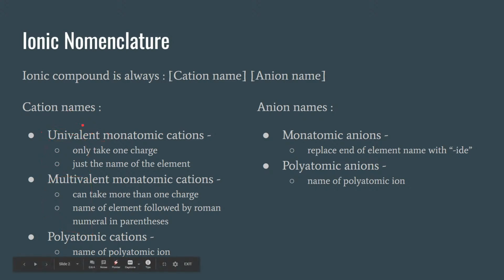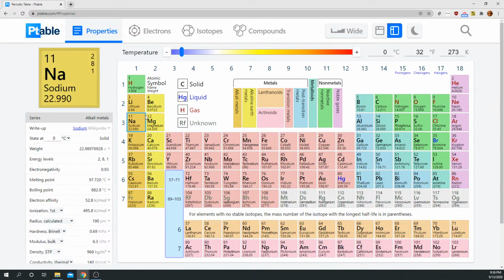Univalent means they only take the one charge. Those are the ones that I called the easy ions last time, meaning the alkali metals, the alkaline earth metals, and the staircase, silver, zinc, and aluminum. Those guys only form one kind of ion. The alkali metals take 1 plus, the alkaline earth metals take 2 plus, and then silver, zinc, aluminum, it's 1 plus, 2 plus, 3 plus. So those are the univalent.